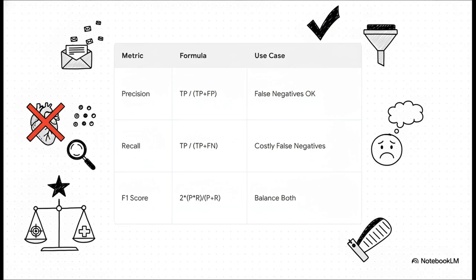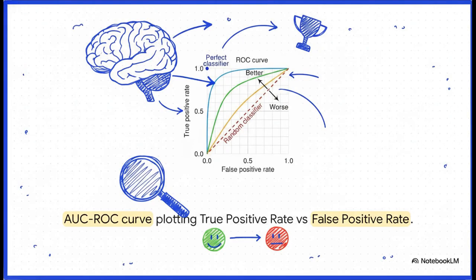And hey, if you just need a single number that finds a balance between the two, you calculate the F1 score. Finally, we visualize the model's overall threshold performance using the AUC ROC curve. ROC stands for Receiver Operating Characteristics. This graph plots the true positive rate against the false positive rate.